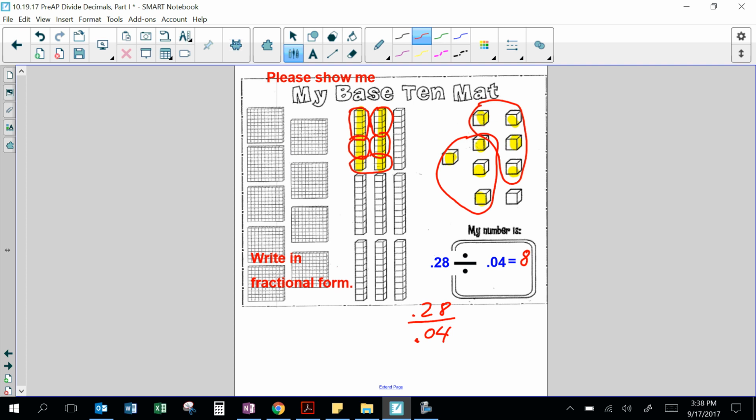Would you like to turn this denominator, this divisor, into a whole number? I would. So what power of 10 should I multiply this by? Would I multiply it by the tens place or the hundreds place? By the hundreds. So hence, this becomes 4, and this becomes 28. 28 divided by 4, 7. Wait, did I mess up here?